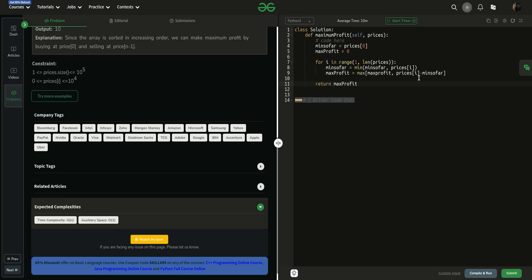So here is how we are calculating our maximum profit. Basically, we initialize the max profit variable with 0. First we will iterate from day 2, compare with the minimum value, and whichever is the maximum value, we update the max profit. Let's compile and run.